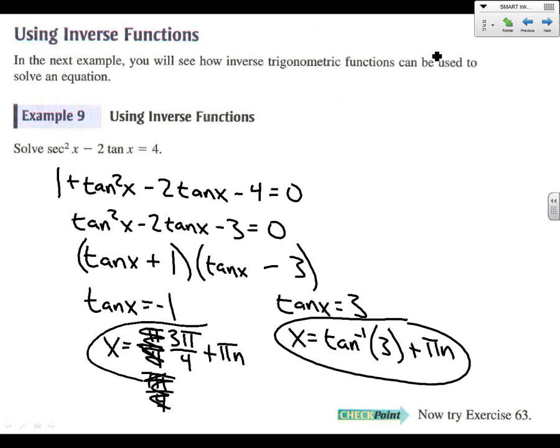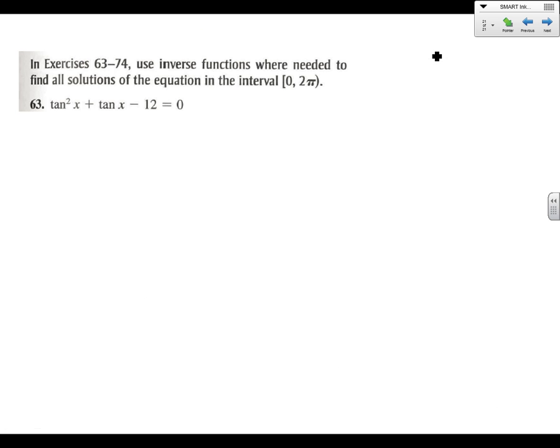2 solutions. Your job here is done. Try exercise 63 and you will be all set to go for 5-3. Good luck.